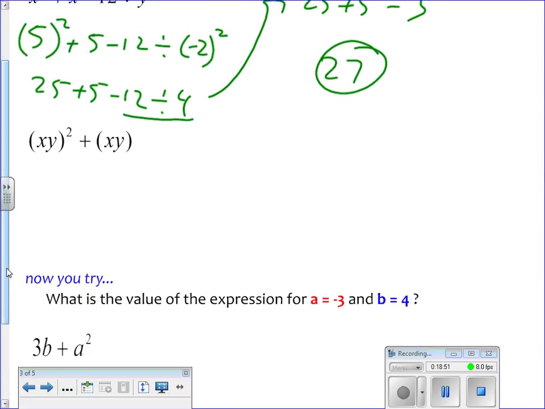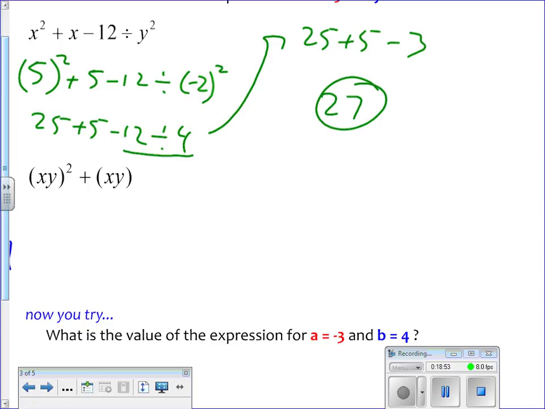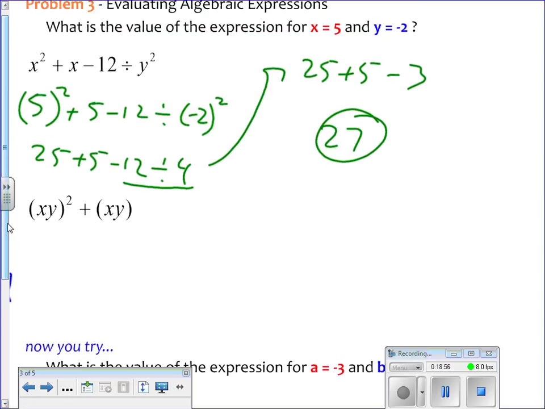On this one here, it's the same thing. I have 5 for x and negative 2 for y. So this is 5 times negative 2 squared plus 5 times negative 2. Notice I put the negative 2 in parentheses so I do not confuse myself and think that I have 5 minus 2. So I'm not confused about what's going on. If I have a negative 2 for substitution, I put that negative thing in parentheses. It helps keep it simplified so I don't get confused with what's going on.